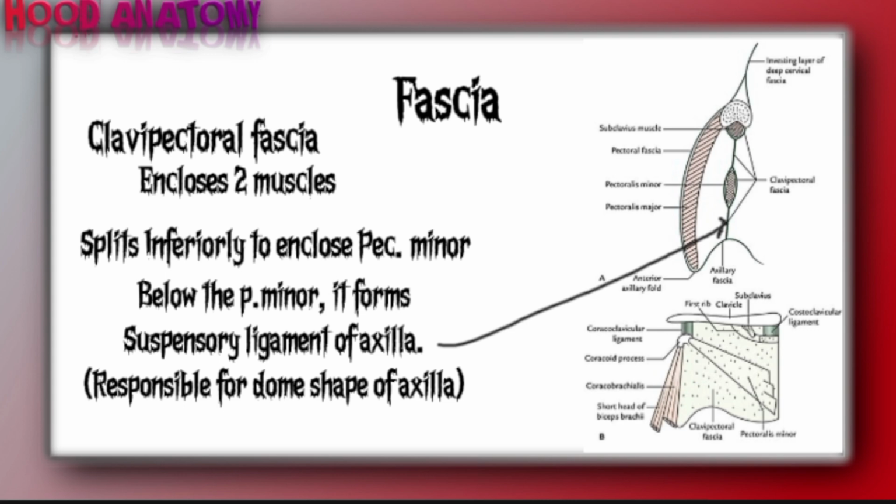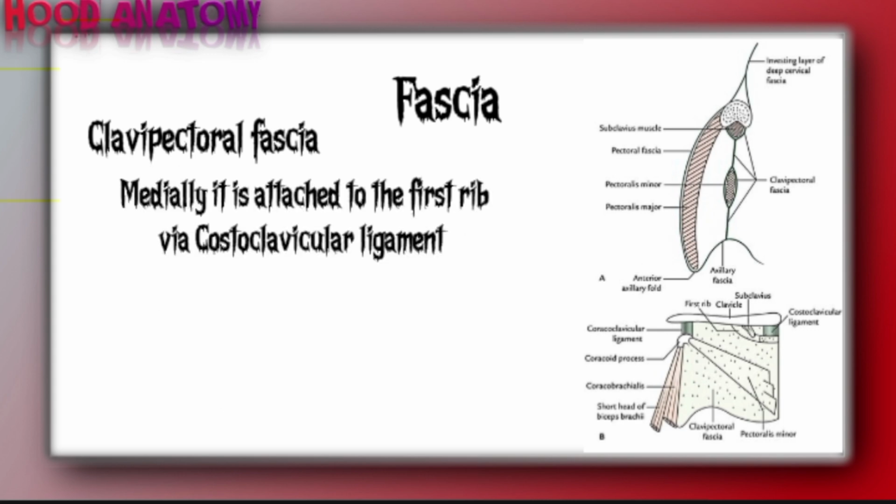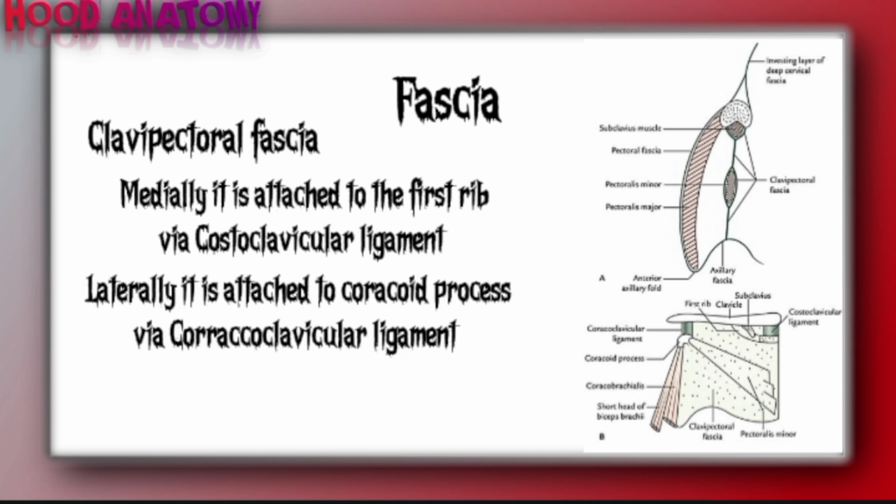If you look at it from side to side, medially the thing attaches itself to the first rib through one ligament called the costoclavicular ligament. It binds itself to the first rib and clavicle. Then if you look at the lateral side, it attaches itself to the coracoid process. Then the ligament on that side is the coracoclavicular ligament, which attaches itself to both the coracoid process and clavicle. So this fascia, clavipectoral fascia, is continuous with all of them on that side.